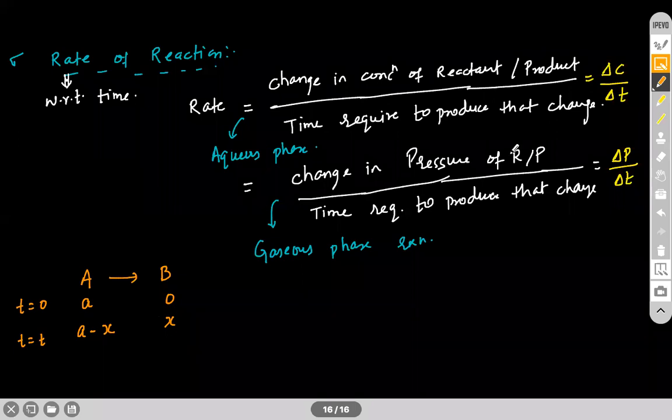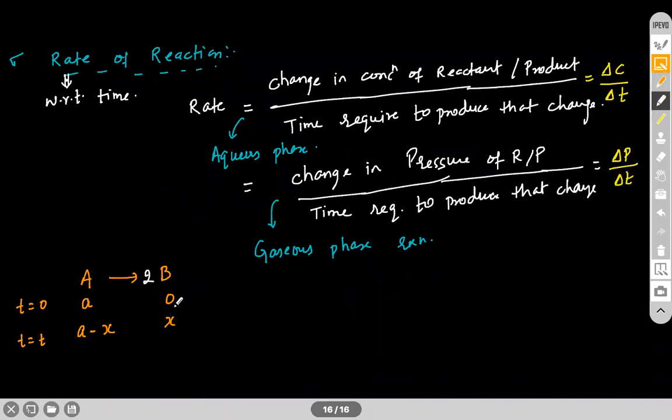Suppose if I write down this reaction, then what will we have here? A gives 2B, then what do we get here? A gives 2B. Suppose we have A minus X. What is the amount of B we'll get here?